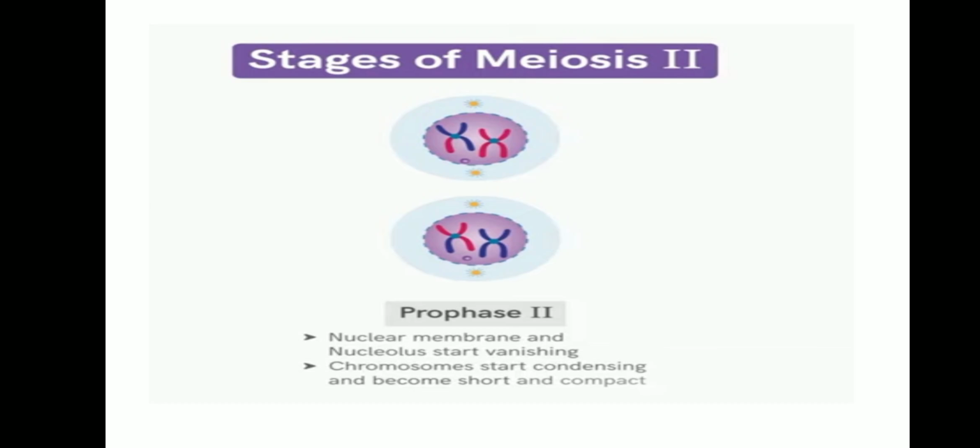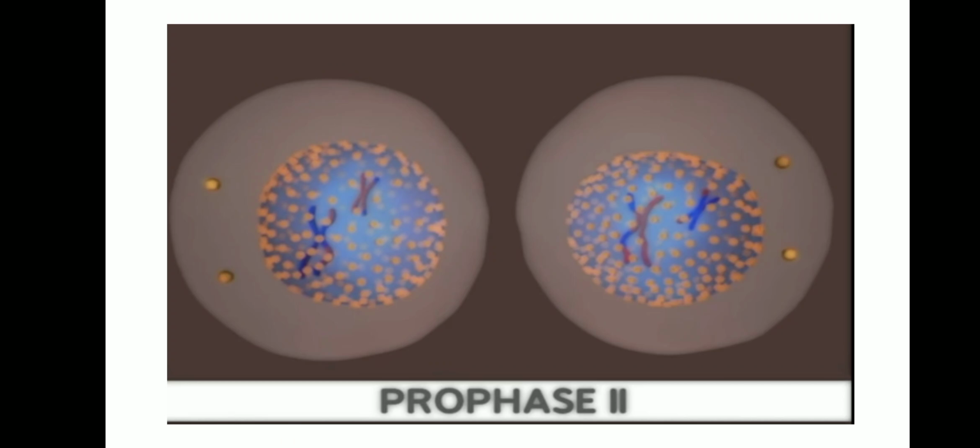What we saw in meiosis I, that is prophase 1, metaphase 1, anaphase 1, telophase 1, cytokinesis 1, we saw, no? Likewise, in meiosis II also, all the same kind of stages will be repeated, but it's numbered as 2. See here, prophase 2. In prophase 2, what happens? The nuclear membrane and nucleolus start disappearing, and the chromosomes again start to condense and become short and compact. This happens in prophase 2.